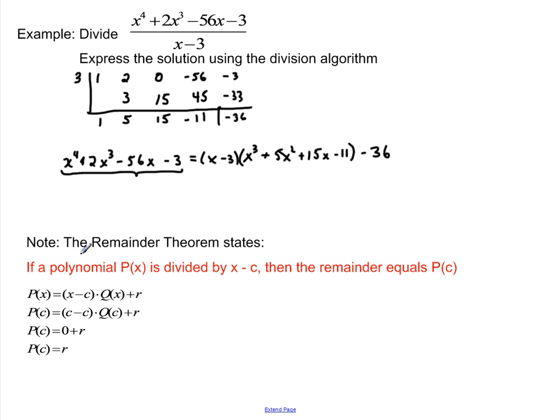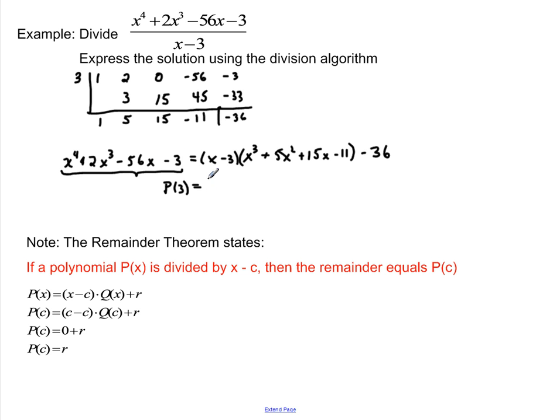We have sort of an interesting note right here. This is something called the remainder theorem. Now, I don't know if you remember the remainder theorem, but it stated that if we divided a polynomial P of x by a quantity x minus c, the remainder we get is actually the value of the function at x equals c. So what does that really mean? Well, if this is P of x right here, what happens if we find P of 3? Well, we could take 3 to the fourth plus 2 times 3 to the third minus 56 times 3 minus 3 and calculate our result.